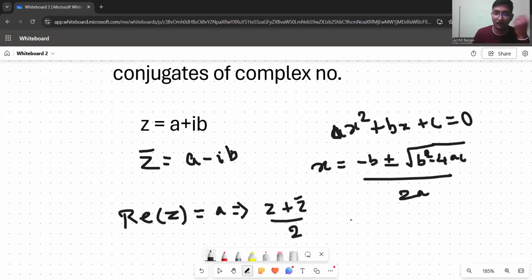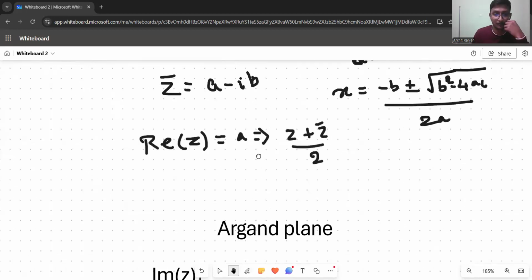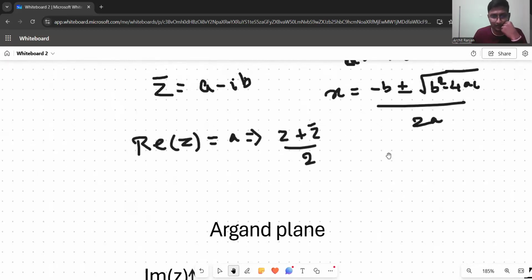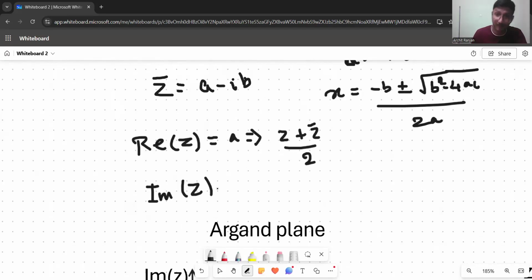Okay. Similarly, the imaginary part of z, or Im of z, is equal to b. That can be found using z minus z bar divided by 2 iota. Sorry, 2 iota, not 2, because we will have an iota on that. It has to be removed. Okay, quite simple.